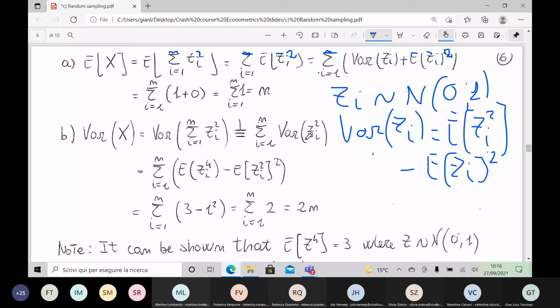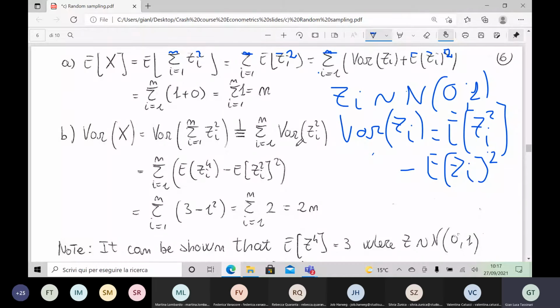But now, which is the variance of theta i squared? Apply the definition. Which is the variance of a random variable? It is the expectation of the random variable raised to the power 2, minus the square of the expectation. But which is the random variable now? It is theta i squared. So if you take the expectation of this one to the power 2, you have the expectation of theta i to the power 4, minus the expectation of the variable itself, which is the expectation of theta i squared, but then you have to raise to the power 2 outside, okay?